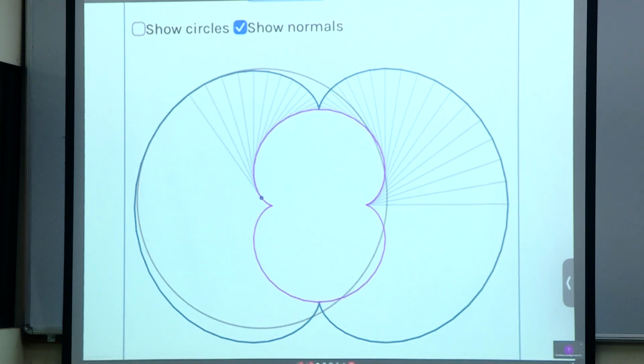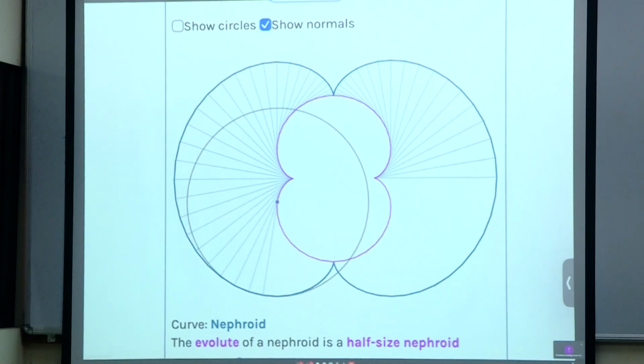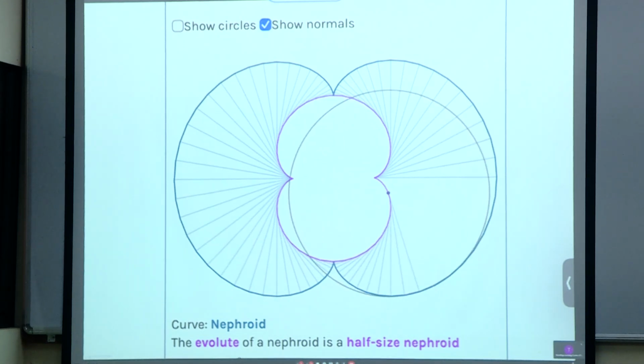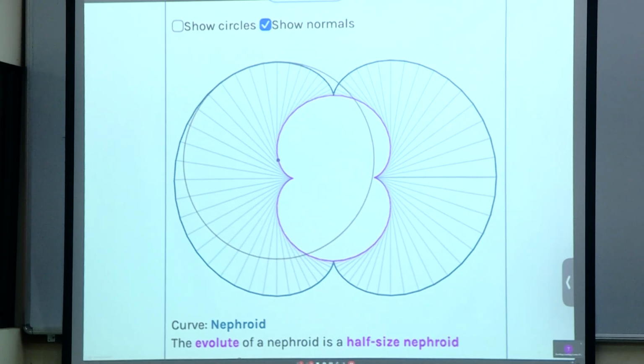And you look at this, if you take a nephroid, the big blue kidney shaped thing, then the evolute is this pink nephroid, which is a smaller one. It's half the size, but it is rotated by 90 degrees. So you get this very nice picture.